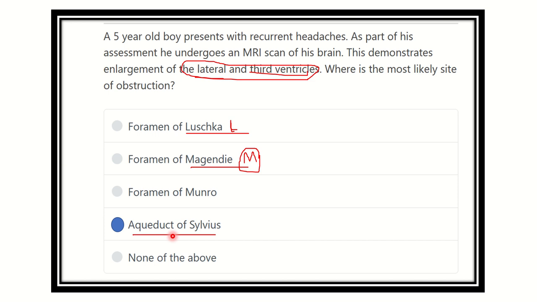So this is all about the CSF pathway and the important foramina. Four or five important foramina are present in the CSF pathway: first the foramen of Monro, then the cerebral aqueduct or aqueduct of Sylvius, foramen of Magendie, and foramen of Lusca. They are the normal foramina, and they connect the cerebrospinal fluid with the different ventricles.